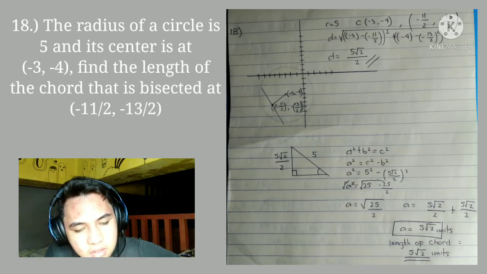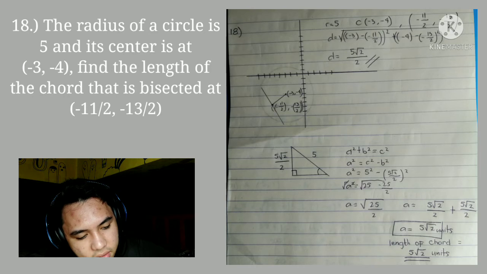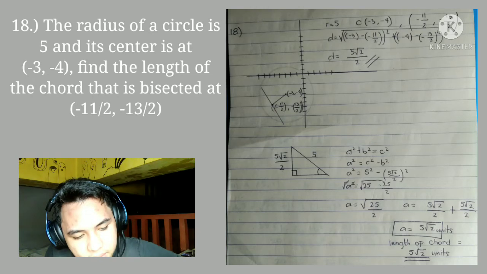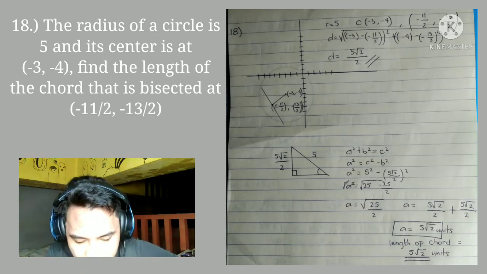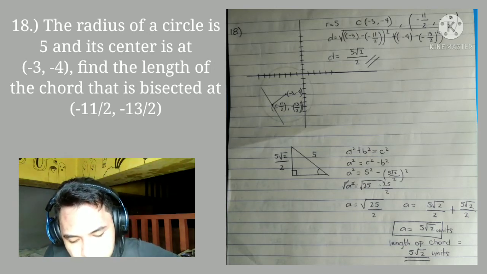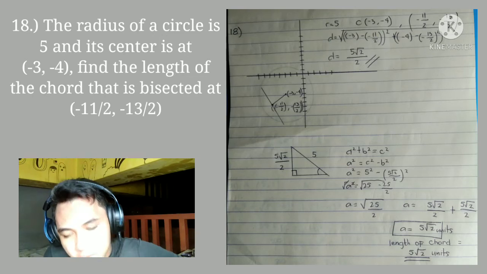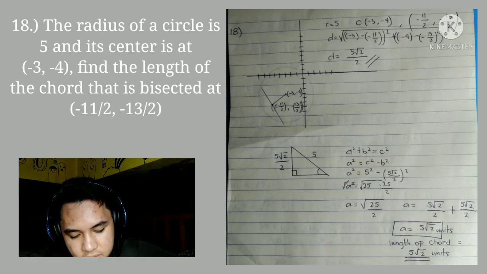And since that is just one side, or the half of our chord, we can multiply it by 2 or add another 5 square root of 2 over 2 to it. So we will get a equals 5 square root of 2 units. So the length of our chord is 5 square root of 2 units.